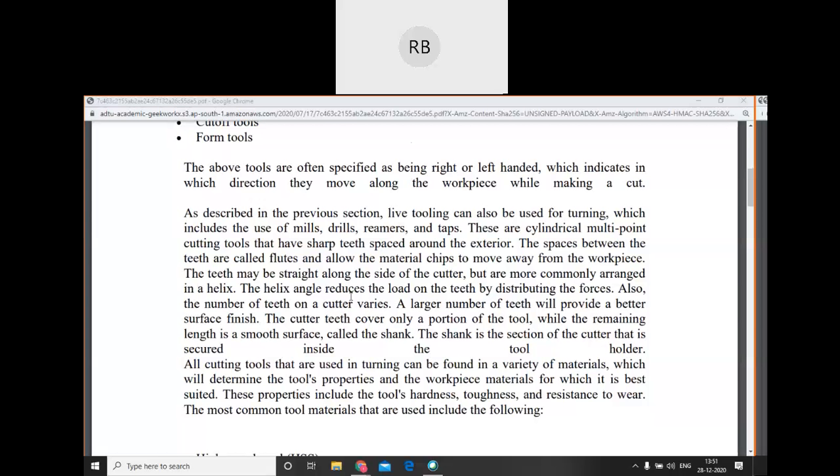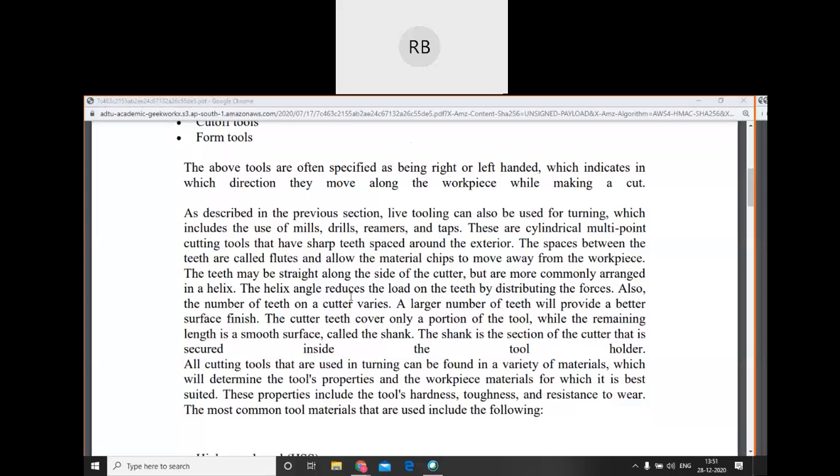As described in the previous section, live tooling can also be used for turning, which includes the use of mills, drills, reamers, and taps. These are cylindrical multi-point cutting tools that have sharp teeth spaced around the exterior. The space between the teeth are called flutes and allow the material chips to move away from the workpiece.